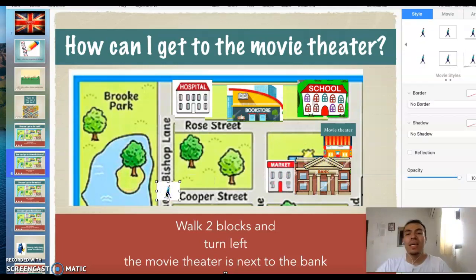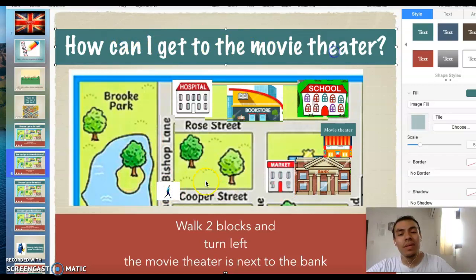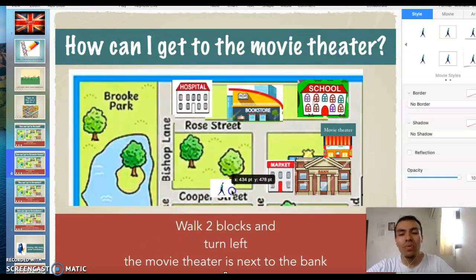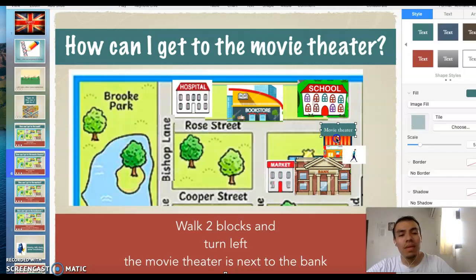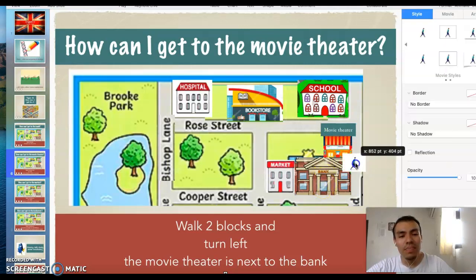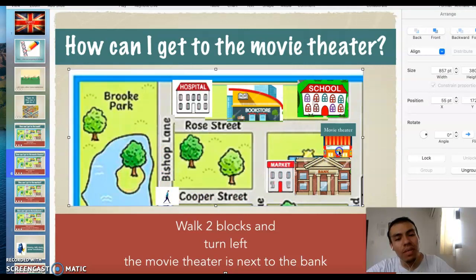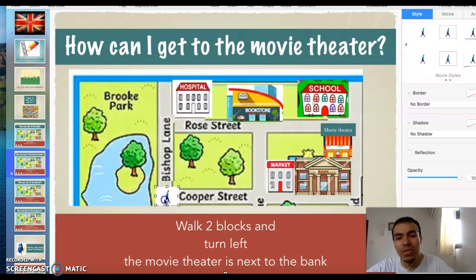Let's pay attention again. How can I get to the movie theater? And the answer is walk 2 blocks and turn left. Left. The movie theater is next to the bank. Okay. Again, the position of the person is here between Bishop Lane and Copper Street, and the movie theater is in this location. So it's walk 2 blocks and turn left. The movie theater is next to the bank. A little bit more complicated, right?